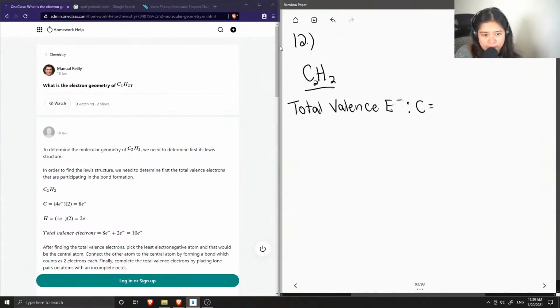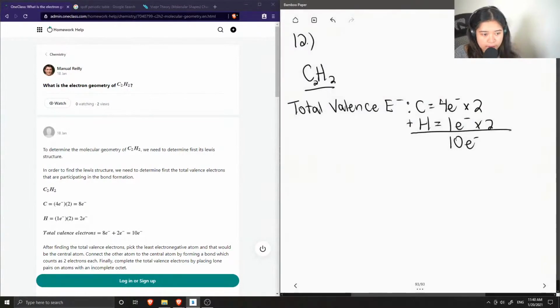So carbon contains 4 valence electrons, and there are 2 carbon atoms, so we multiply this by 2. Hydrogen contains 1 valence electron, and we also multiply this by 2. That gives us a total of 10 valence electrons in C2H2.